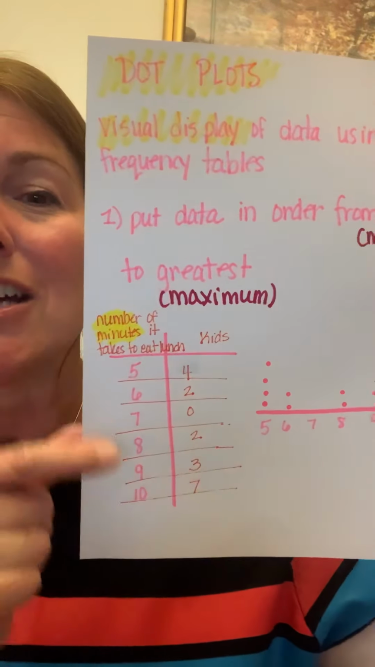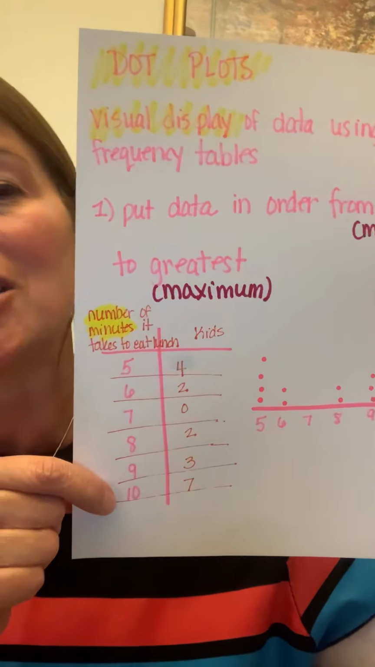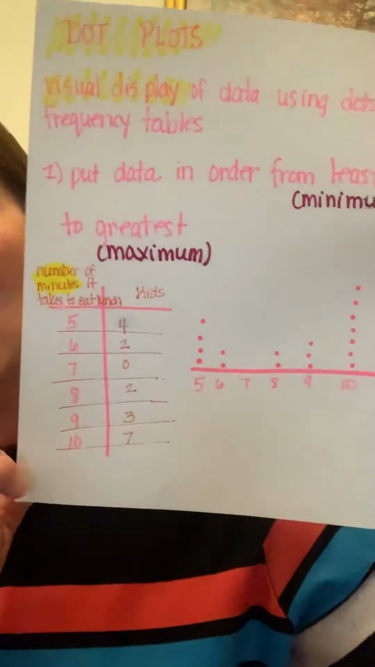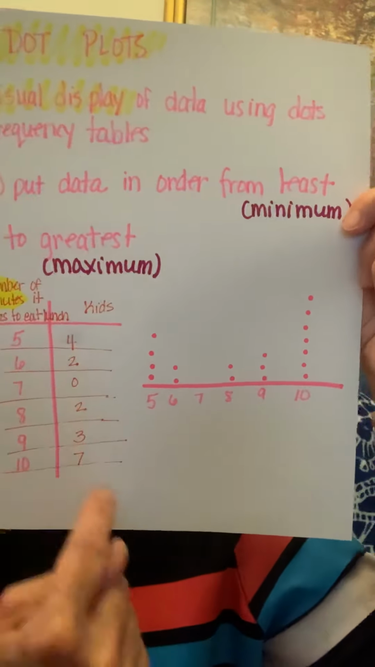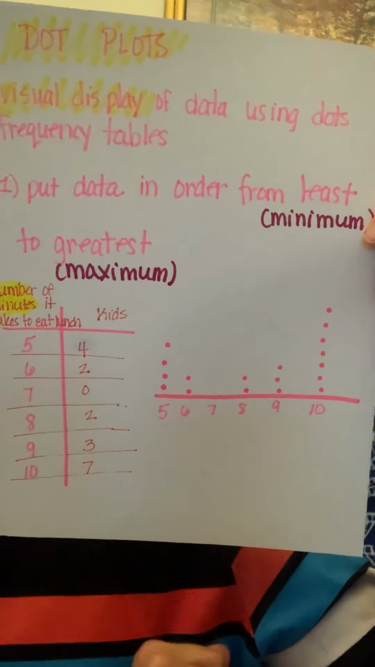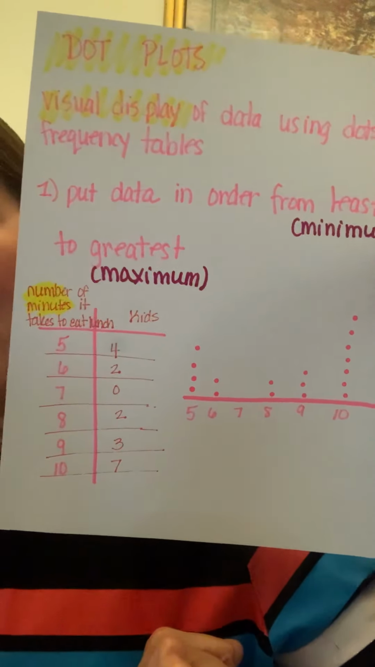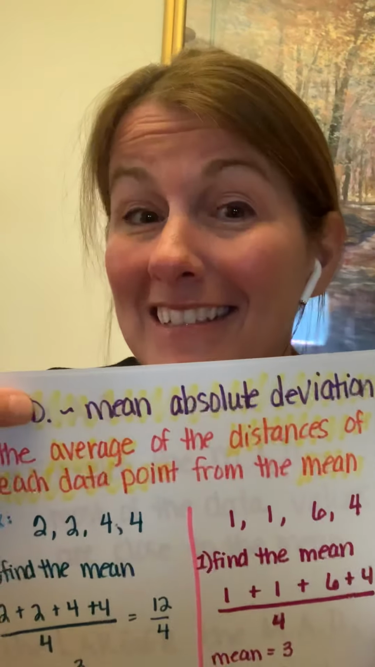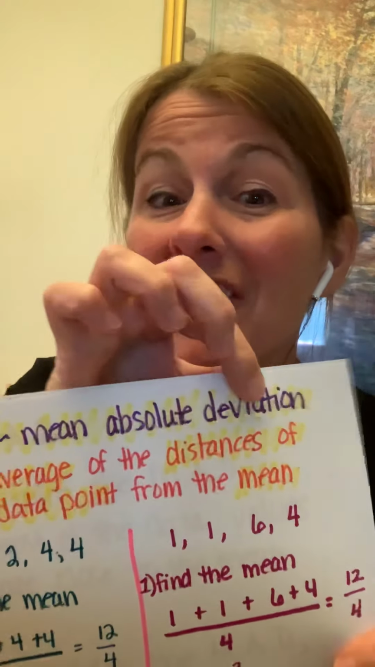So this right here is the number of minutes it takes to eat lunch, and this is how many kids said that took them that long to eat. So then we just took this information and plotted it in a dot plot. Voila, we have a line plot or a dot plot. We're going to be doing that this week on iReady too. Okay, so now that brings us to this, the mean absolute deviation.